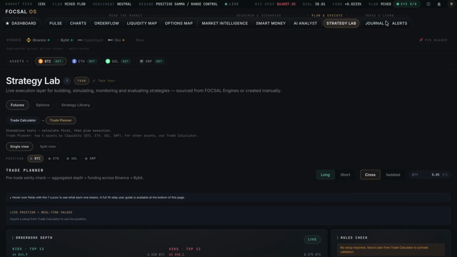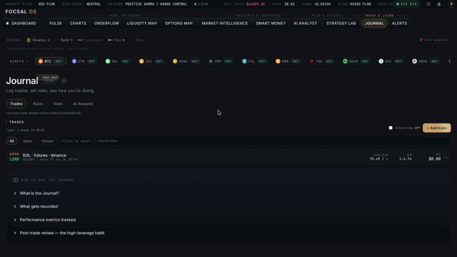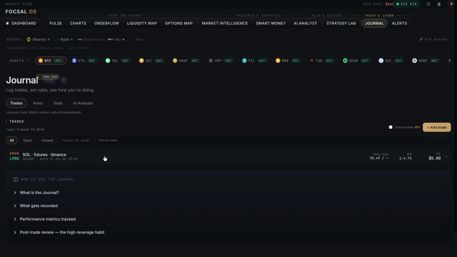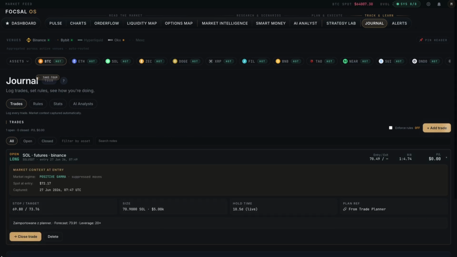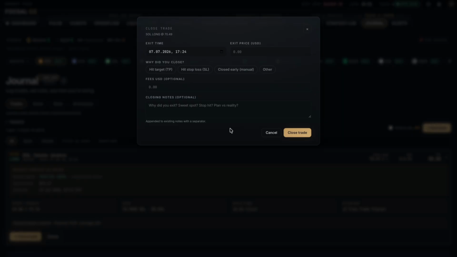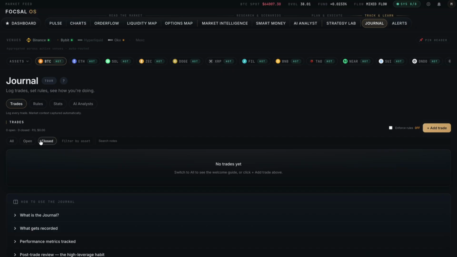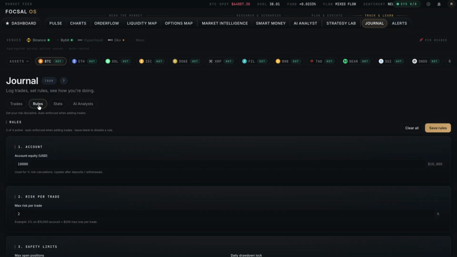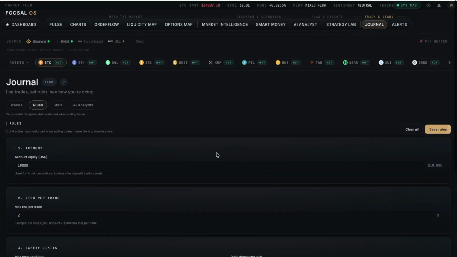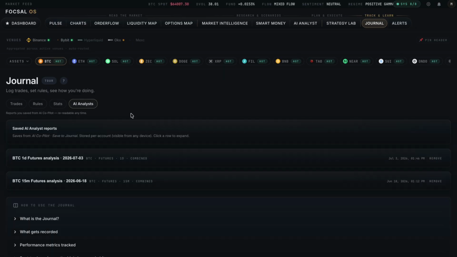The fourth group, track and learn. Here we have the journal. Your positions land here automatically from Strategy Lab. The journal computes stats, shows what's working and where you're losing, and draws conclusions from it. Without a journal, trading is guessing. With one, you get a feedback loop, real feedback that makes you a better investor over time.